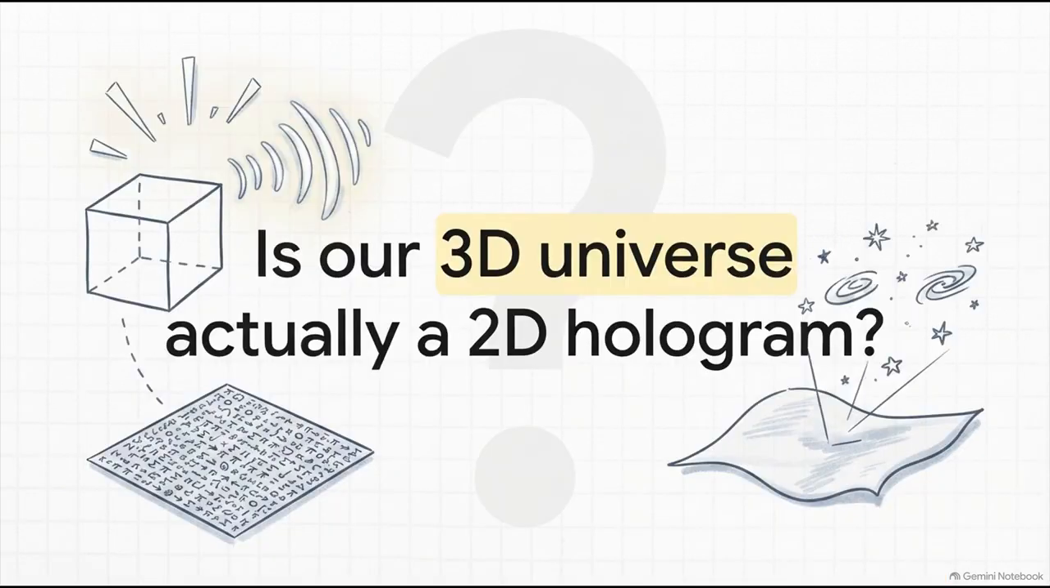Before we get bogged down in the heavy math and theoretical physics, we really have to start with this totally radical question. It's a concept that completely reshapes how physicists view reality. Could it be that the three dimensions of space we move through are actually just a projection of information that's mathematically encoded on a distant, two-dimensional surface?